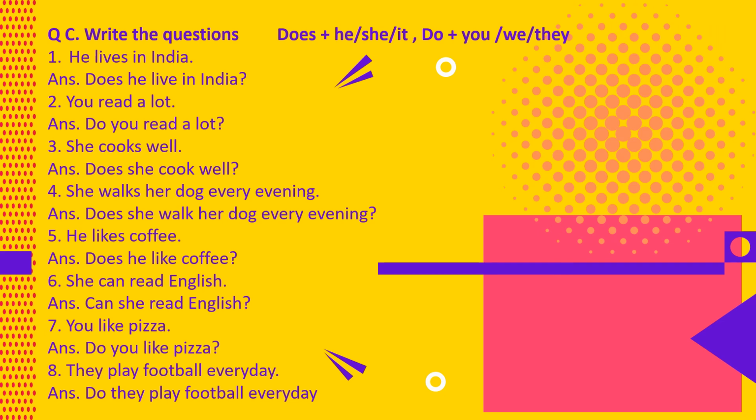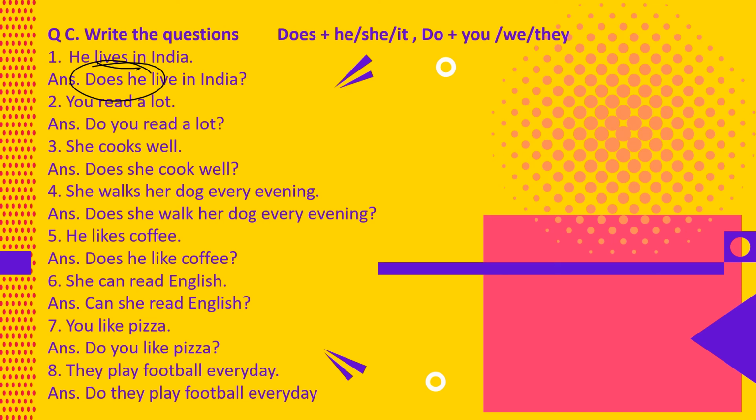This one is even easier, students, because we have to write the questions, just like we were converting the simple sentence into interrogative ones in the previous slide. So please remember, we use does with he, she, it, and do with you, we, they, and I, as I've already told you in part 1. The first one comes up as he lives in India. Since lives in India is mentioned, which means he is still there, it is a simple present tense. So we'll use, does he live in India?